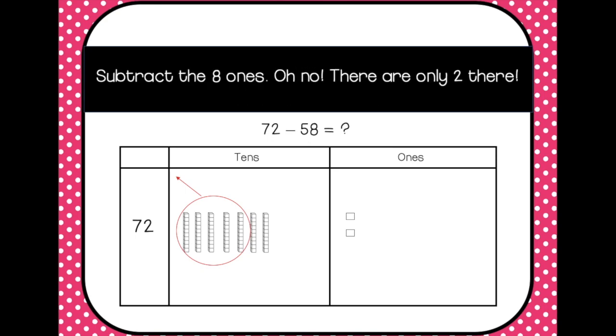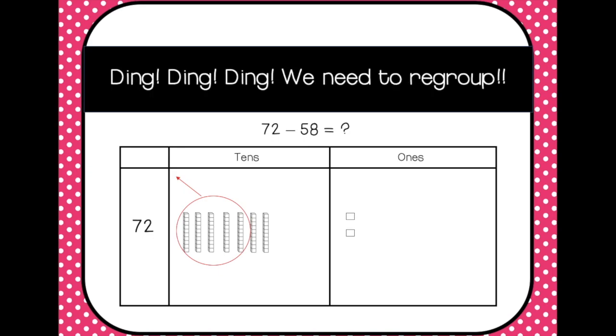Now I need to take away 8 ones. Oh no, there are only 2. So we've run into a problem. Ding, ding, ding. We need to regroup. I hope that was going on in your head.